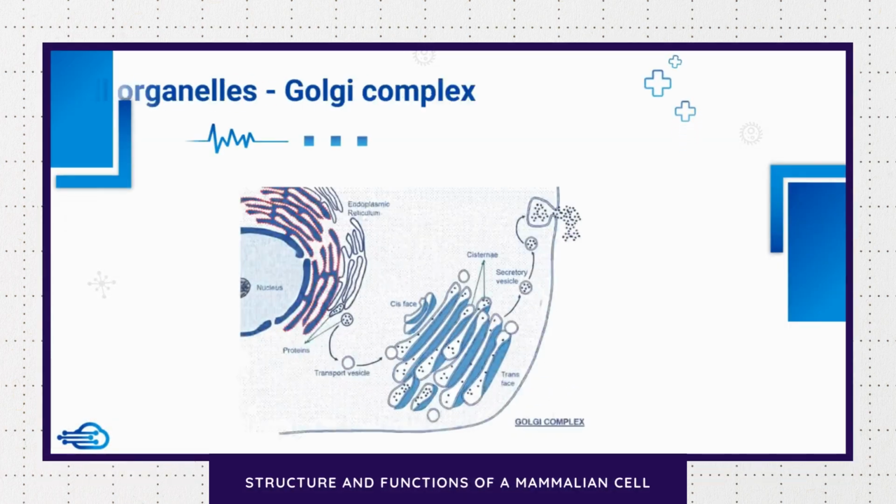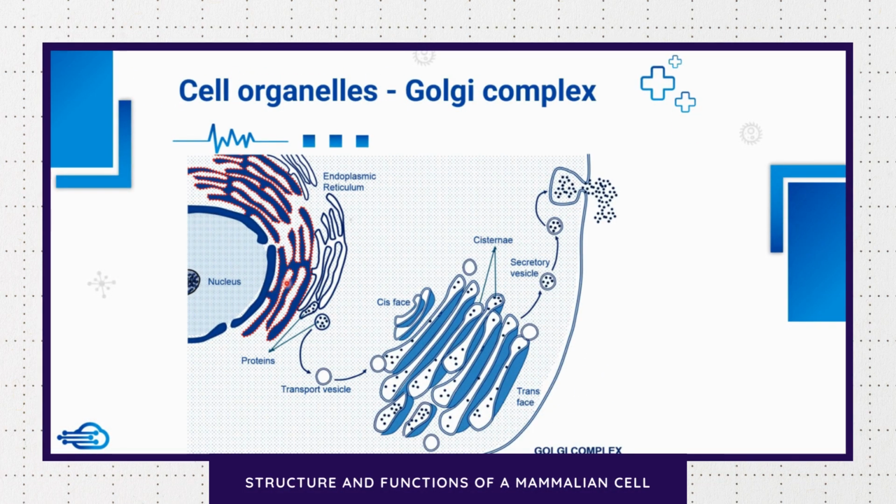Now we said that the proteins are synthesized in the rough endoplasmic reticulum, and with the synthesis, these proteins are packed into vesicles and they are targeted to another organelle, that is the Golgi apparatus or Golgi complex. This Golgi complex consists of membrane enclosed sacs, and one side is facing towards the nucleus and the other side is facing away from the nucleus.